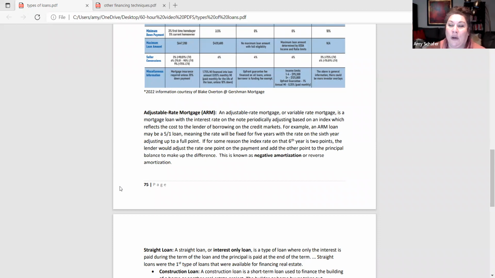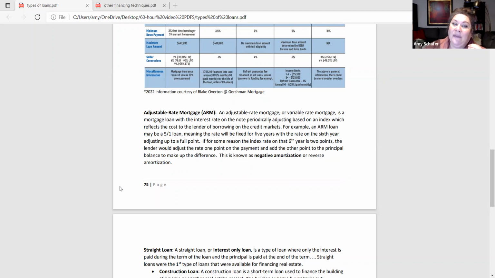Now, most ARM loans, for example, are going to be like a 5-1 mortgage. A 5-1 ARM means the rate is fixed for 5 years, and on the 6th year, the interest rate can adjust up or down up to a full point. And if the rate adjusts and your payment goes up, that can put a lot of homeowners in a pickle because statistically, most folks live paycheck to paycheck with less than $5,000 in accessible savings.